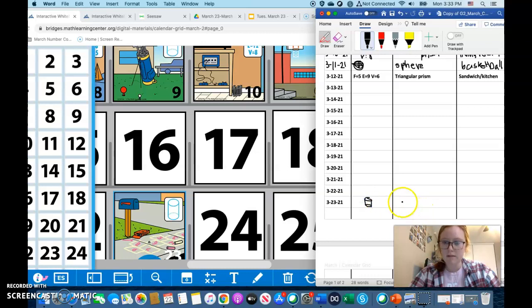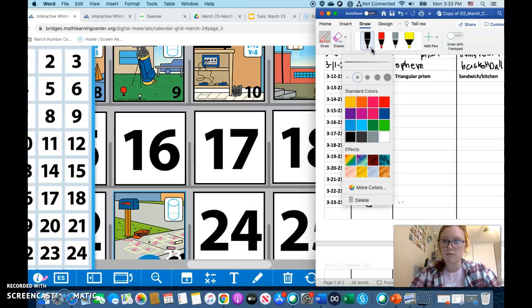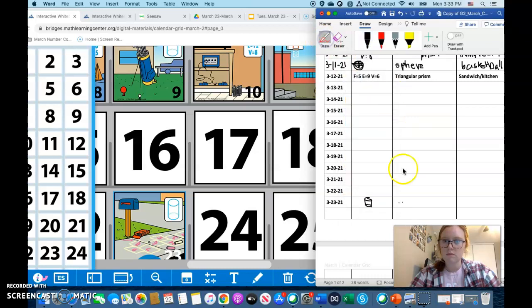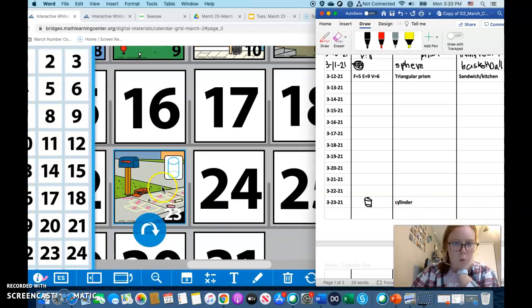Remember, it's kind of hard for Miss Dunning to do that. And then I'm going to go back here. Maybe. There we go. And I'm going to put in cylinder. Now, I want to look at this picture a little bit more. Where is our cylinder for this picture?